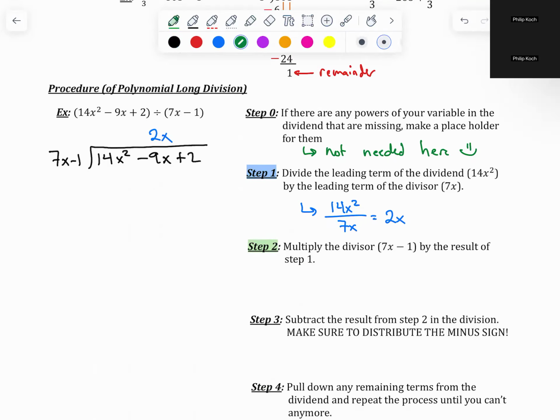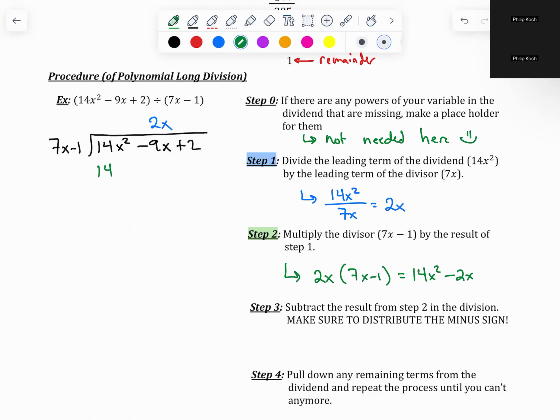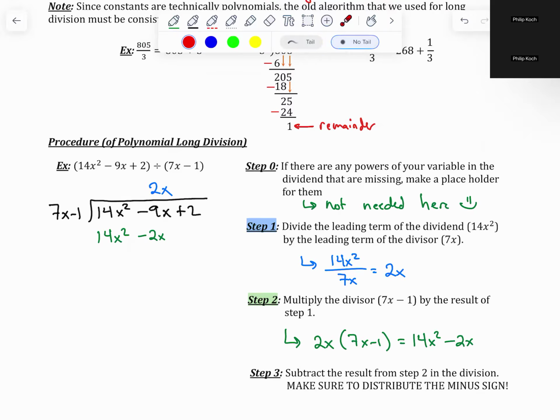So I'm doing it off on the side here. So 2x times 7x minus 1, that is 14x squared minus 2x. And I will put that right below, 14x squared minus 2x. So just like before, I'm trying to figure out how many times does 7x go into 14x squared? It goes into 2x times. Then I'm doing the multiplication. 2x times 7x minus 1, that's 14x squared minus 2x.